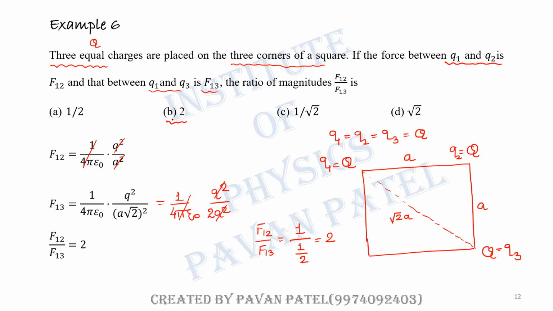So for that you have to visualize the square, with the charge capital Q, or a small q, the equal charge placed on each of the three corners of the square. Then the distance between Q1 and Q2 is a, and between Q1 and Q3 is root 2 a according to the Pythagoras theorem. Then apply the Coulomb's law formula, just take a ratio of those two, and you find the answer as 2.